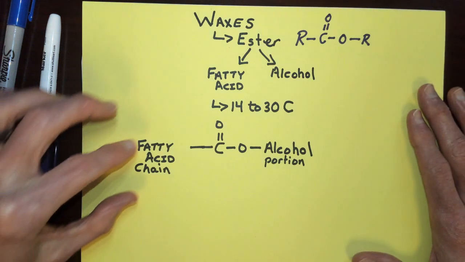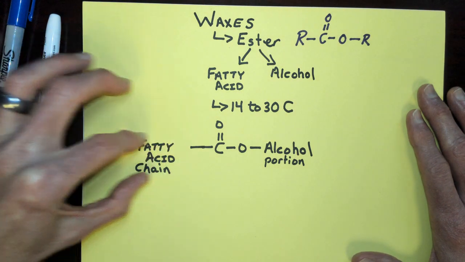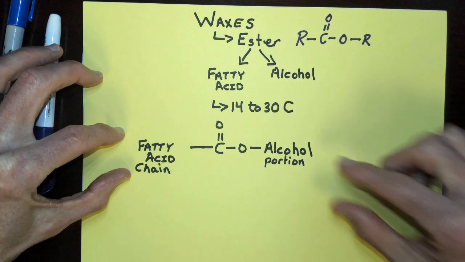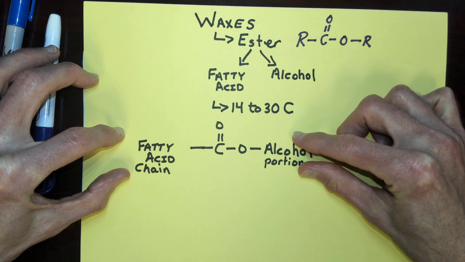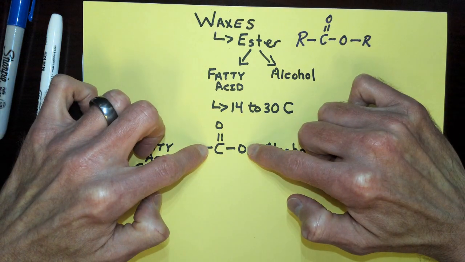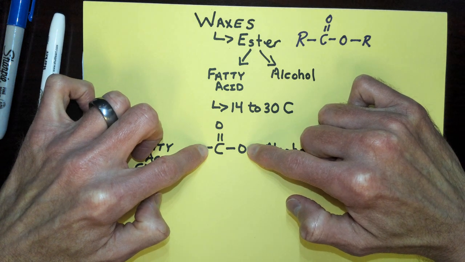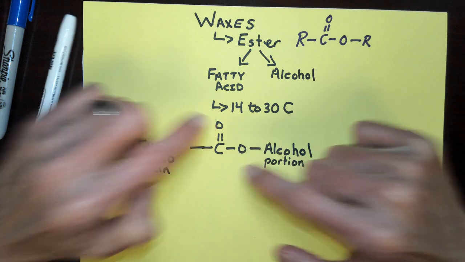Okay, so we have a fatty acid chain, so we have a long carbon chain here. We have the alcohol portion here, which from the alcohol portion we're getting a carbon chain as well. And then we have that ester group in the middle, which is that carbonyl with single bonded oxygen as well.